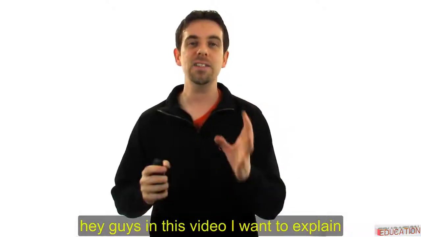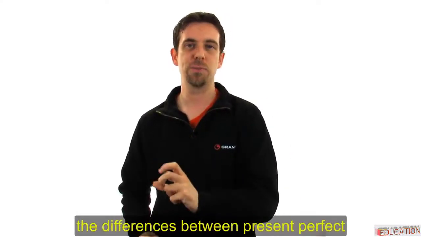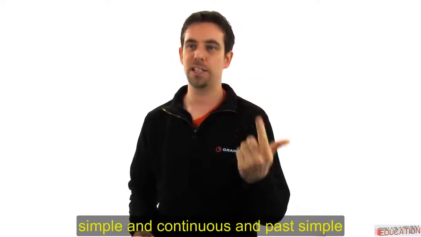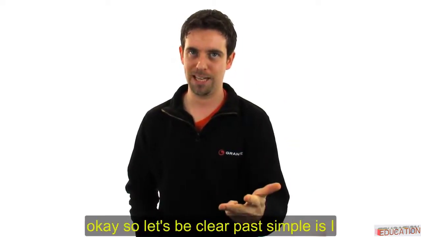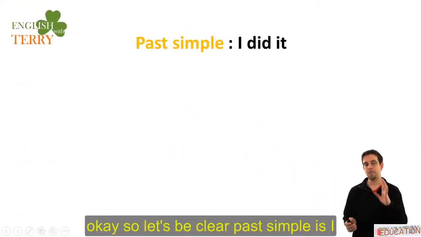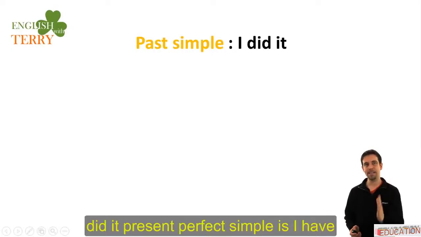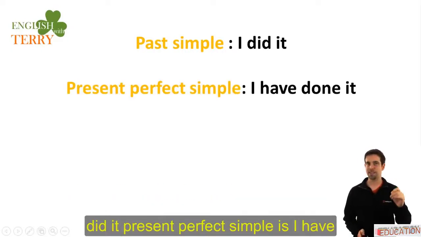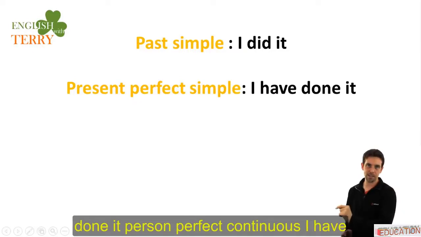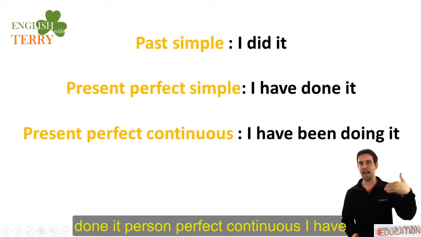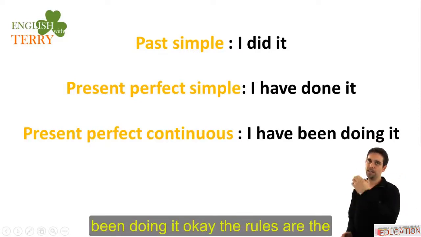Hey guys, in this video, I want to explain the differences between present perfect simple and continuous and the past simple, okay? So let's be clear. Past simple is I did it. Present perfect simple is I have done it. Present perfect continuous is I have been doing it.